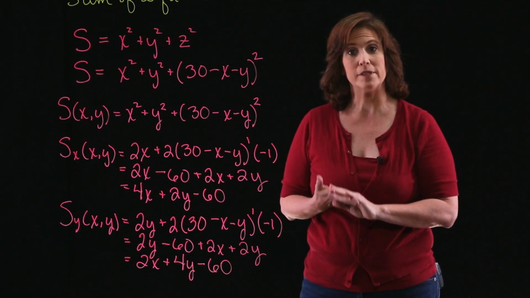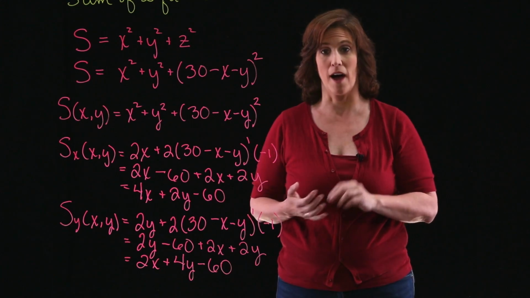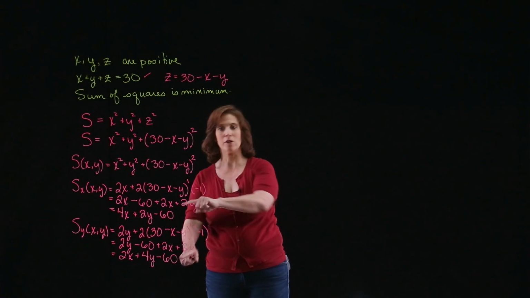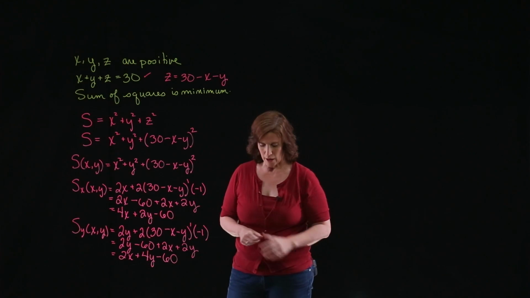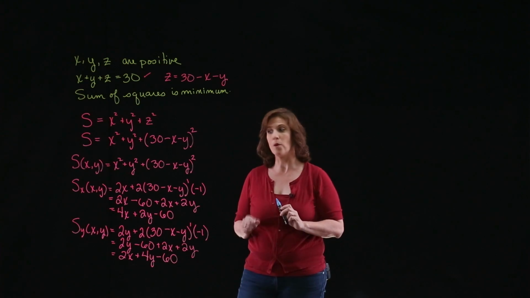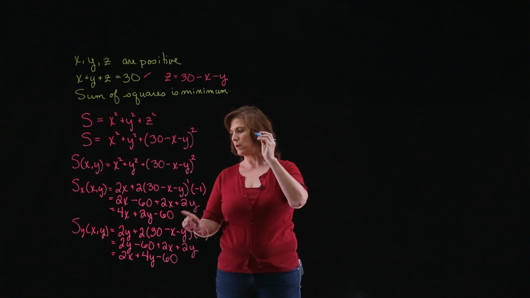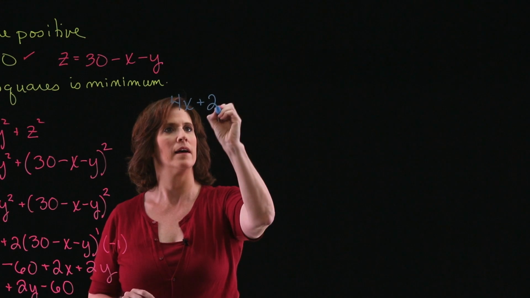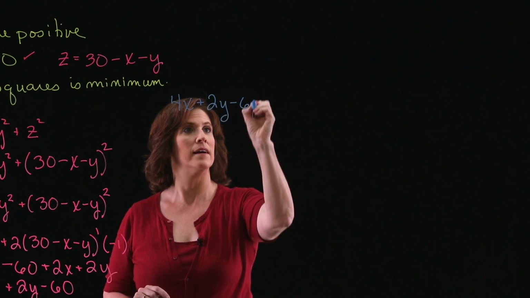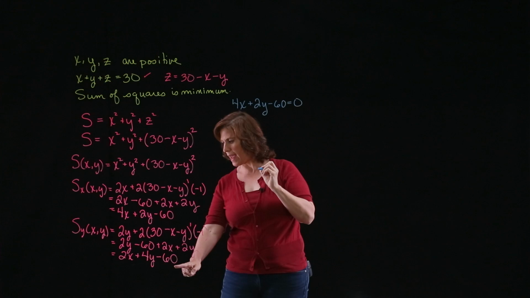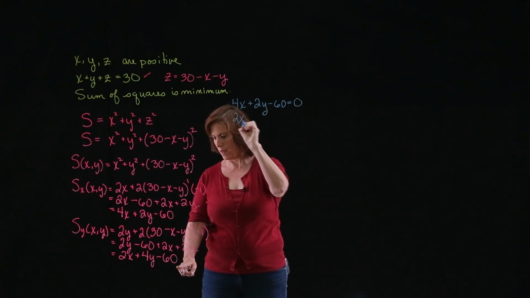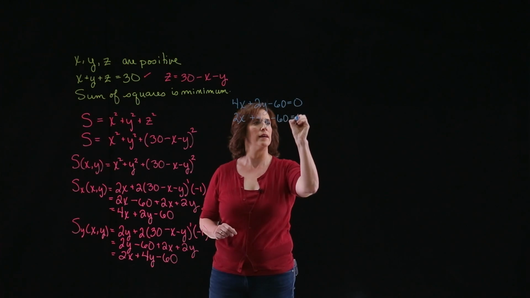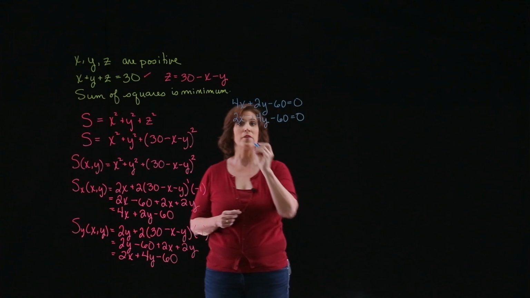Okay, now I know critical numbers happen when either one of these partials are undefined or when they both equal 0. Well, taking a look at my two partials, neither one of them will ever be undefined. So what I need to concentrate on is when they're both equal to 0. So let's go ahead and take them both equal to 0. So we'll say that 4x plus 2y minus 60 equals 0, and 2x plus 4y minus 60 equals 0. And I have a system of equations.